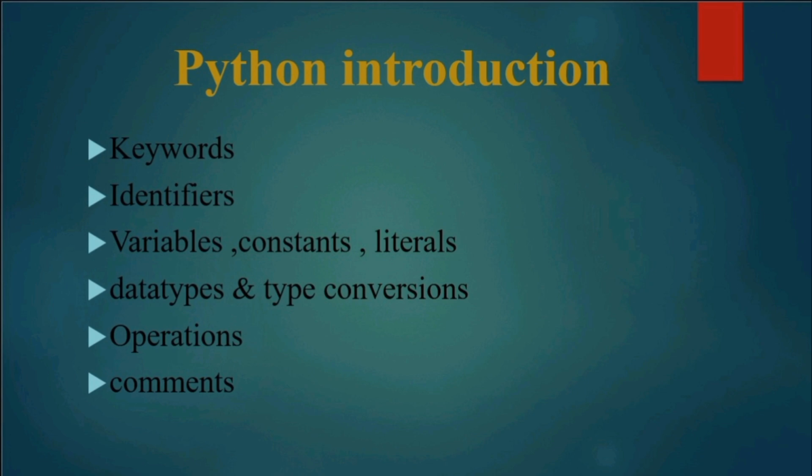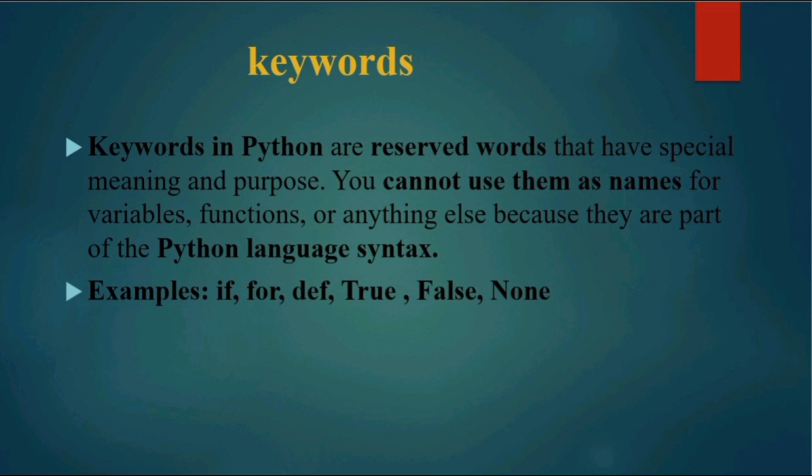Let's get started. Alright, let's talk about the keywords. Think of the keywords as reserved words in Python. They have special meaning and are part of the language itself. For example, words like if, for and true are off limits for naming your variables because Python already uses them to do specific tasks. Just remember, if Python already knows the word, you should not try to use it for something else.